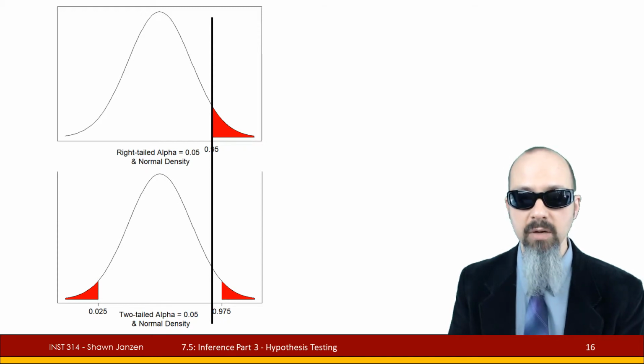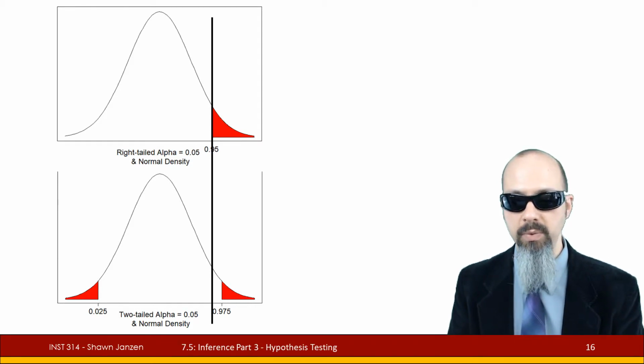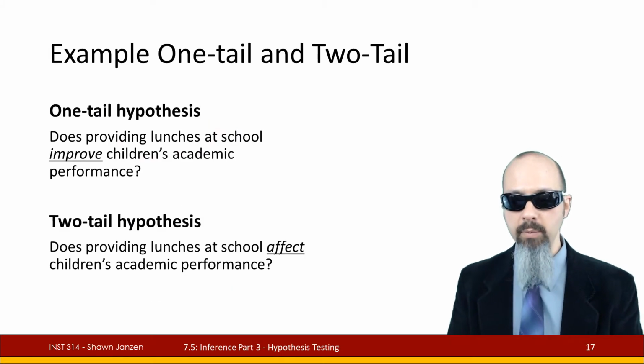They're both alpha 0.05. Keep this in mind. Same level of alpha, but one is a one-tail upper test and the other one is a two-tail test, and we can see how the critical regions are split. So let's go ahead and give a brief example of this.